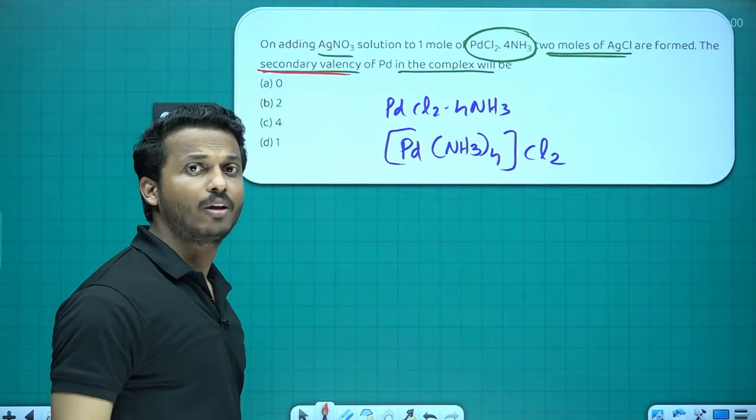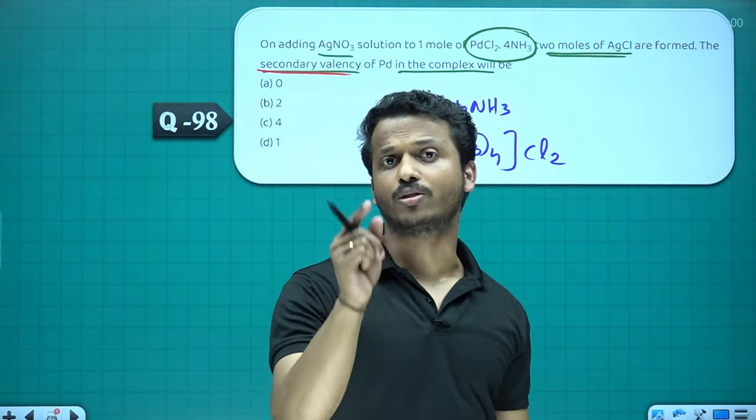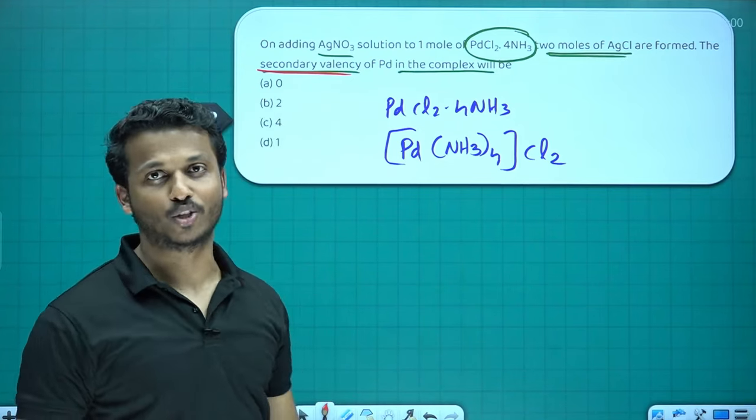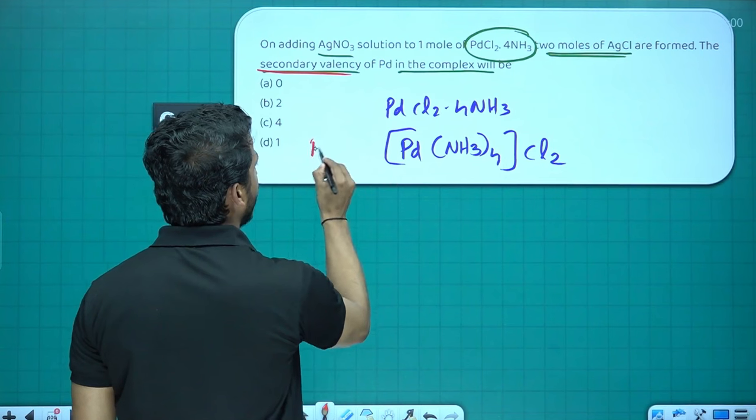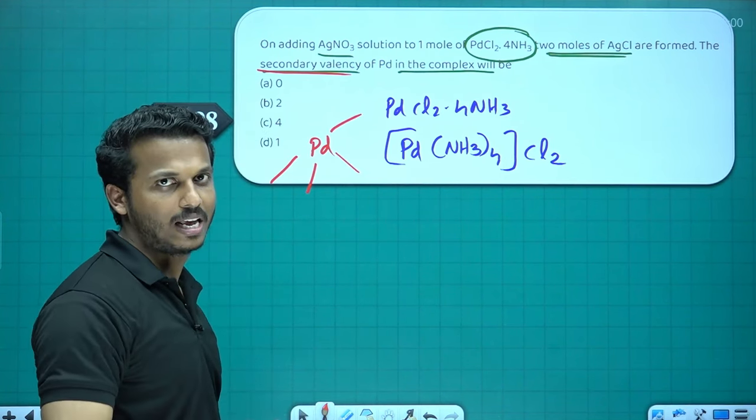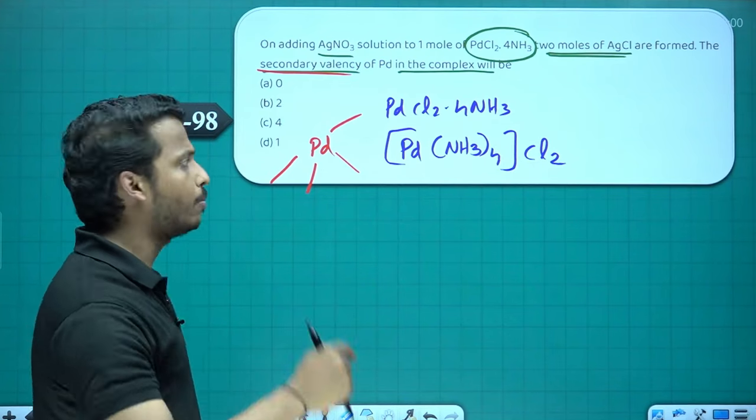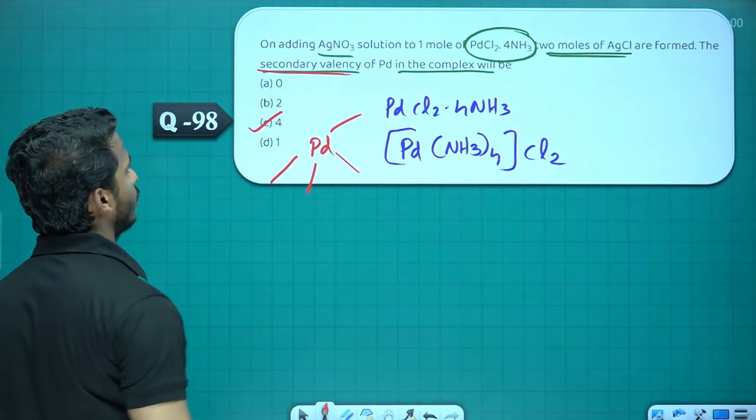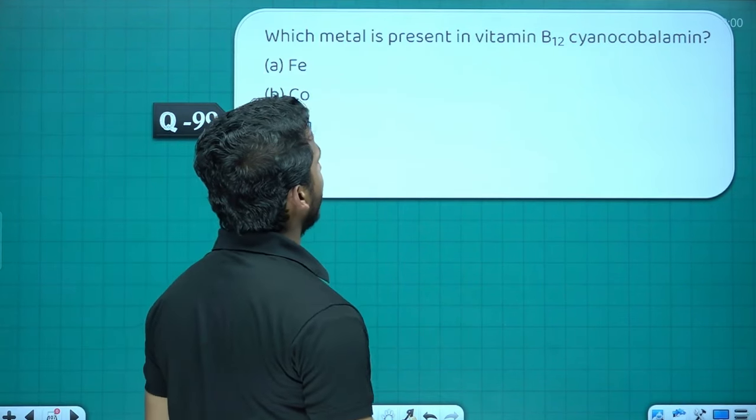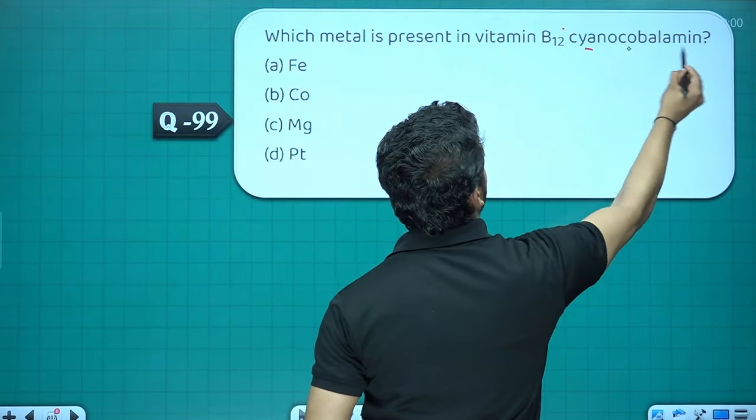Now the question: what is the secondary valency? What do you mean by secondary valency? Primary valency gives the oxidation state; secondary valency gives the coordination number. So they are asking for the coordination number. Here palladium is connected to 4 amines. Amine is a monodentate ligand, so 1 amine provides 1 sigma bond. So the total is 4.